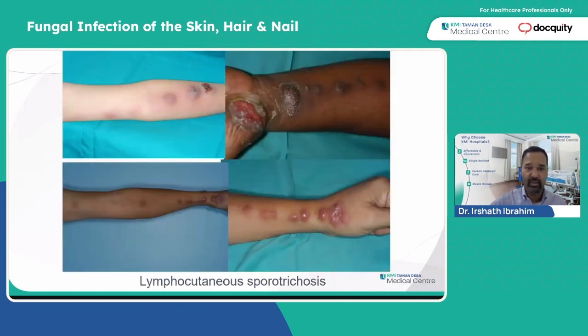So you get a bite maybe on your wrist. This might be the primary inoculation site, and then it spreads through the lymphatics in a nodular pattern. This is called sporotrichoid or lymphocutaneous sporotrichosis.